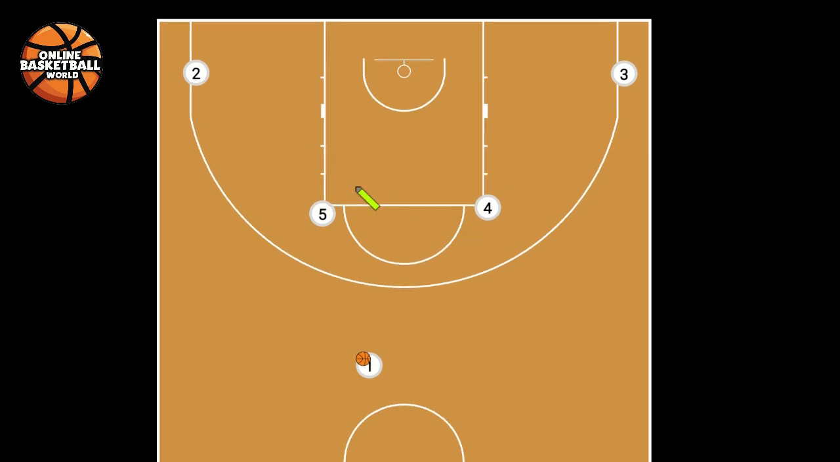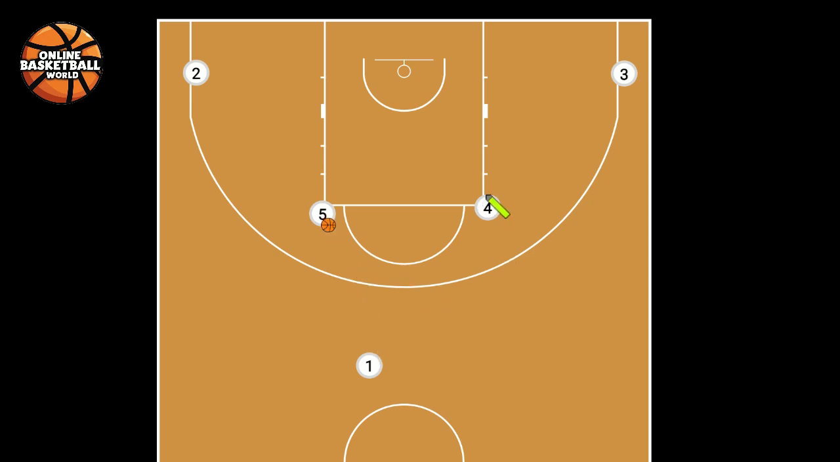So for this particular play, as we can see, we have our horn set right here, but we're also going to incorporate the flex within that. To start, we want to have an entry pass into one of our players here at the elbow within the horn set. The good thing about this is it can go to either number five or number four, to the left side or the right side. It doesn't really matter too much. We want to get that entry pass in there. So let's say we get it over to number five.